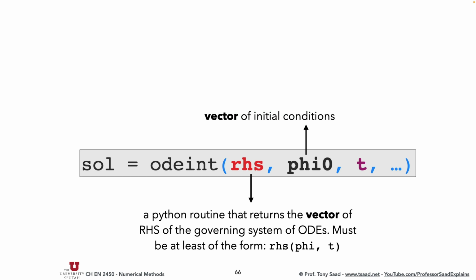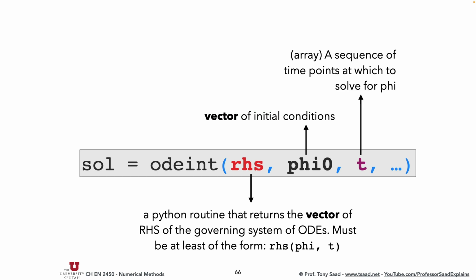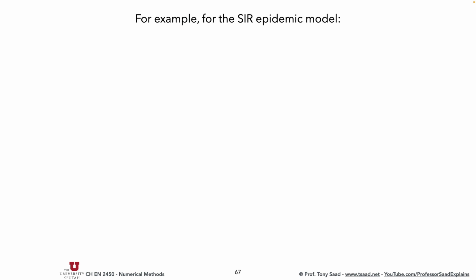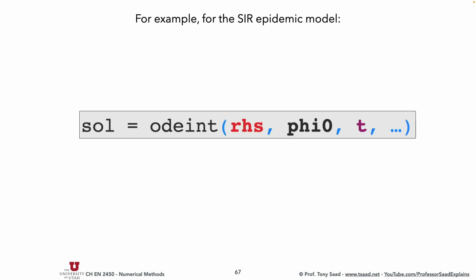Go back to the COVID example. You need an initial condition for the susceptible population, for the infected population, and for the recovered population. So it needs to be a vector of initial conditions. The time space is the same. It's just a time space. We're going to run this over 2 months or 2 years or 50 minutes or whatever. It's just a sequence like linspace.